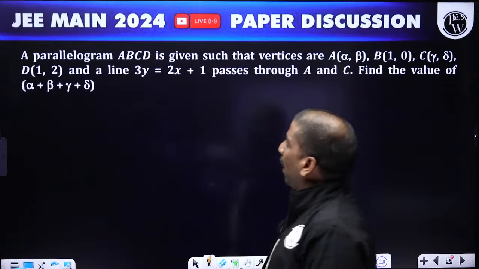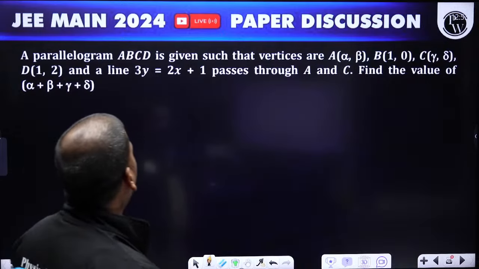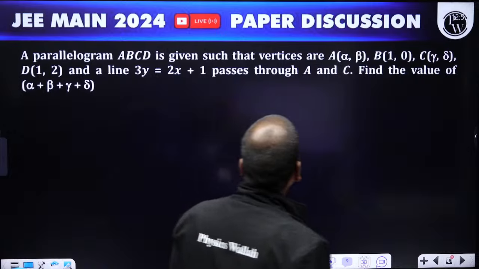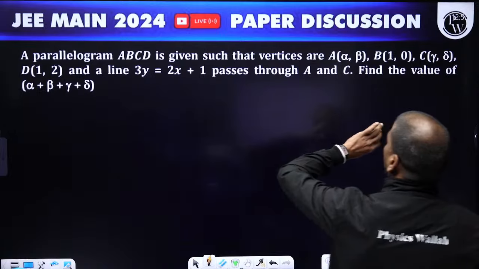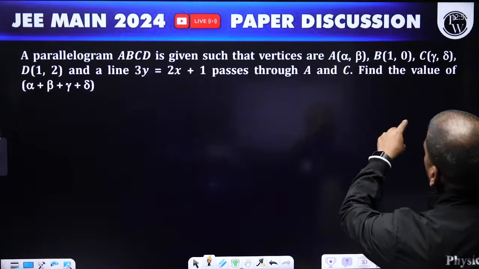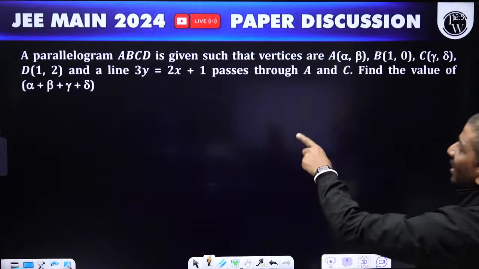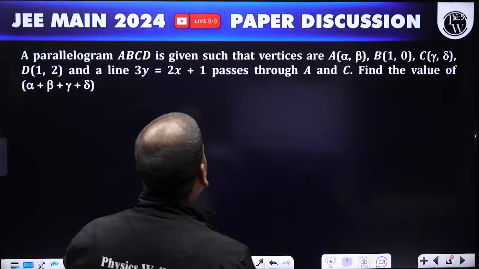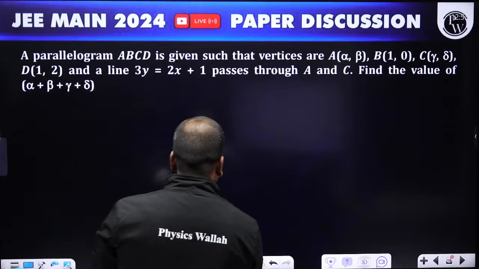Next, parallelogram ABCD is given, such that, two-dimensional geometry from basics, elementary two-dimensional geometry. Then what we have, vertices A, B, C, D, a line 3y is equal to 2x plus 1 passes through A and C. Find the value of alpha plus beta plus gamma plus delta.